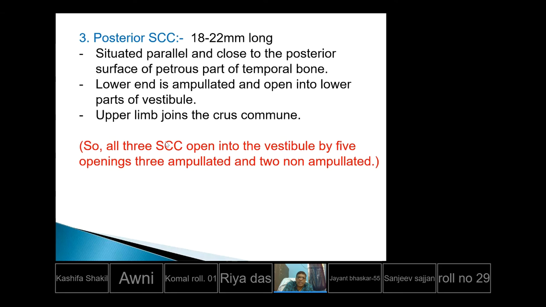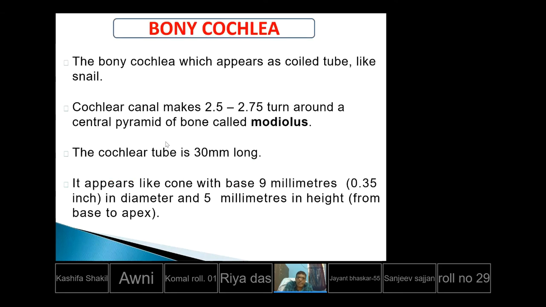Now about the bony cochlea. The bony cochlea appears as a coiled tube like a snail. The cochlear canal makes 2.5 to 2.75 turns around a central pyramid of bone called the modiolus. The cochlear tube is 30 mm long. It appears like a cone with a base 9 millimeters in diameter and 5 millimeters in height from base to apex.